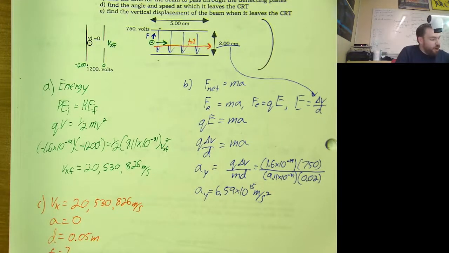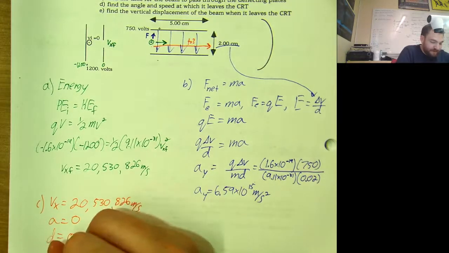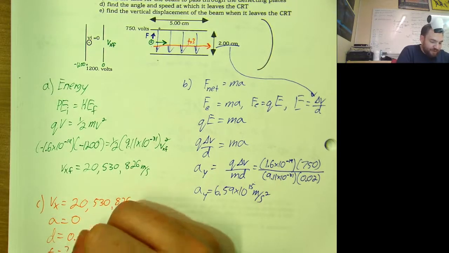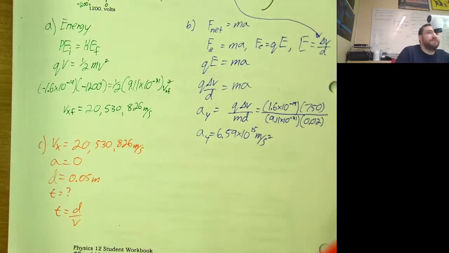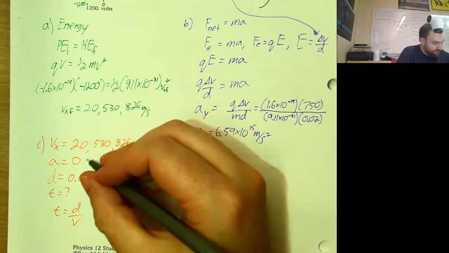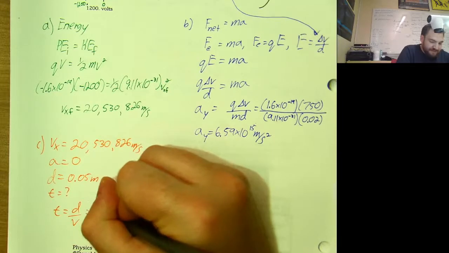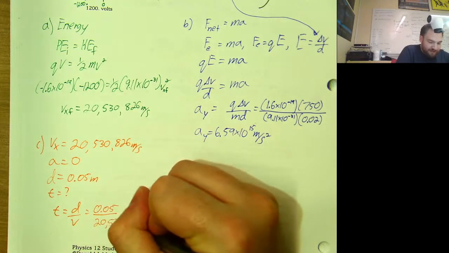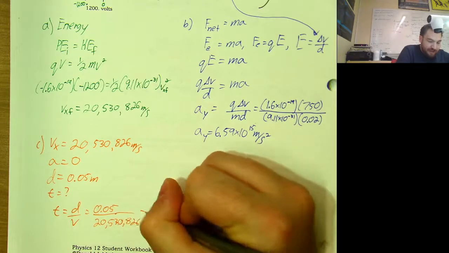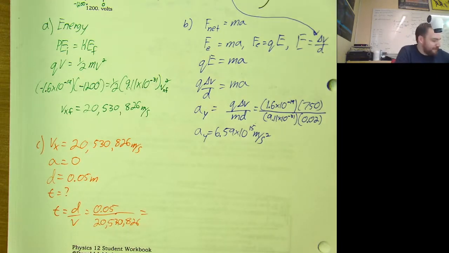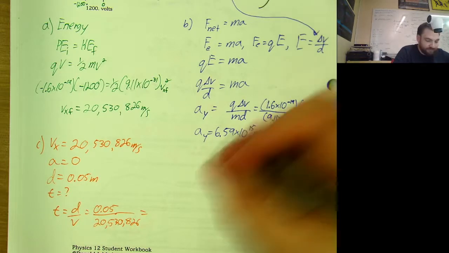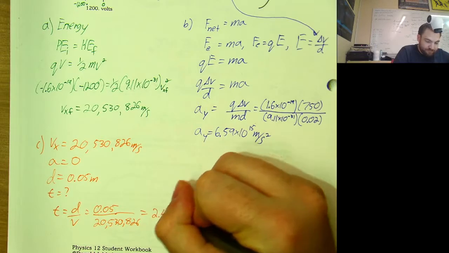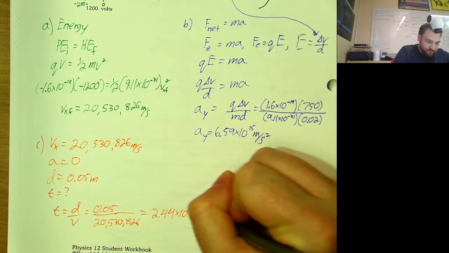So I want to figure out how long it's in that gap for. This is just a T equals D over V, constant velocity kind of problem. My distance is 5 centimeters, so 0.05 meters. My velocity is 20,530,826. How long? Not very long. 8.44 times 10. Someone verify.